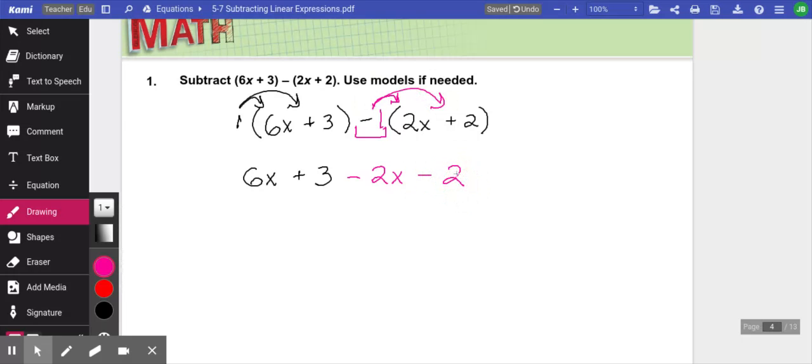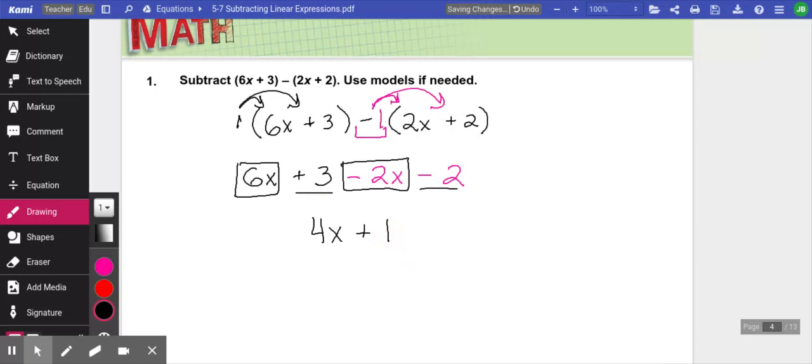And the reason why this is significant is because instead of trying to create models or do opposite operations, what we're finding is that we can just go ahead and distribute a negative 1, and it flips the sign of the numbers that are inside the second parenthesis. The next step is to still combine my like terms. So I have a 6x and a negative 2x, which is like saying 6x minus 2x. So we have 4x's, and 3 minus 2 is 1.